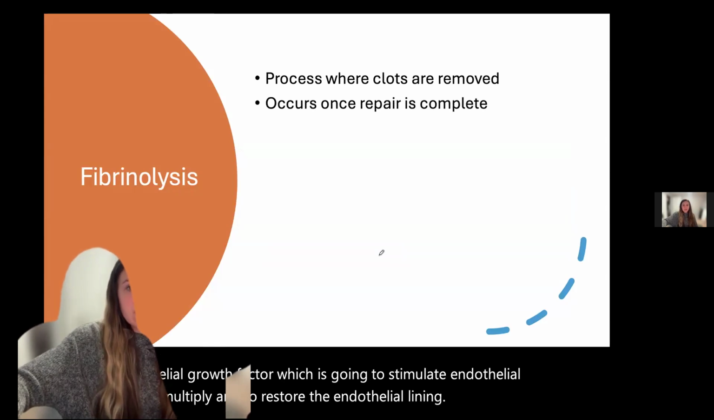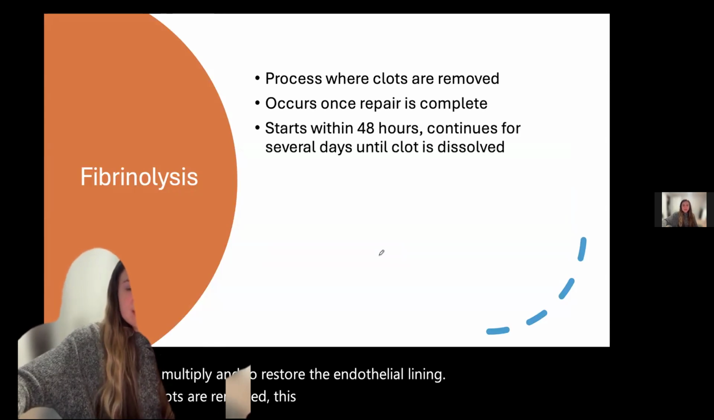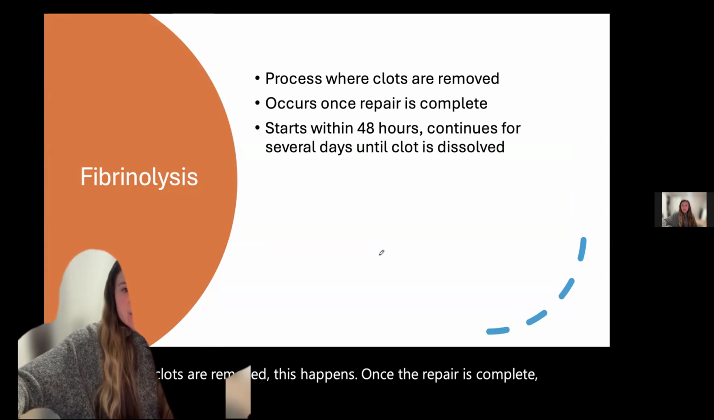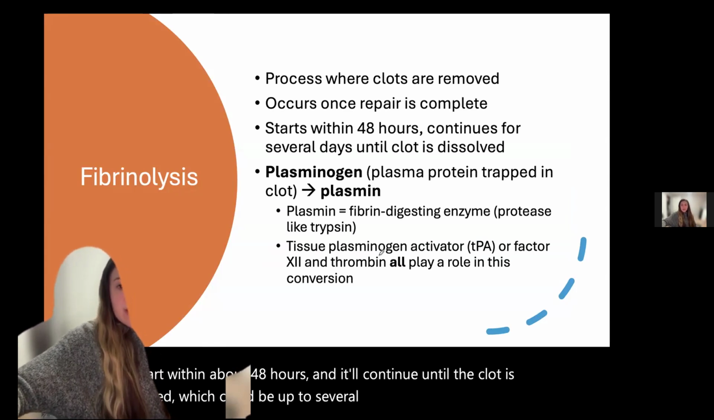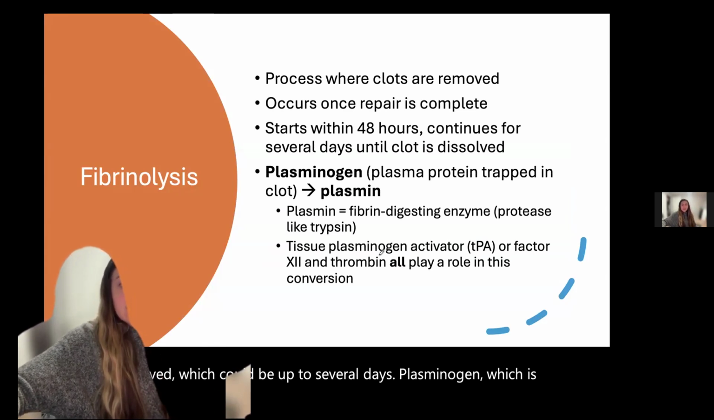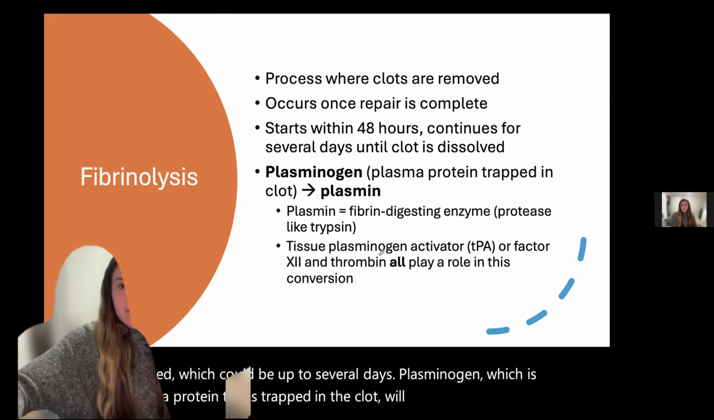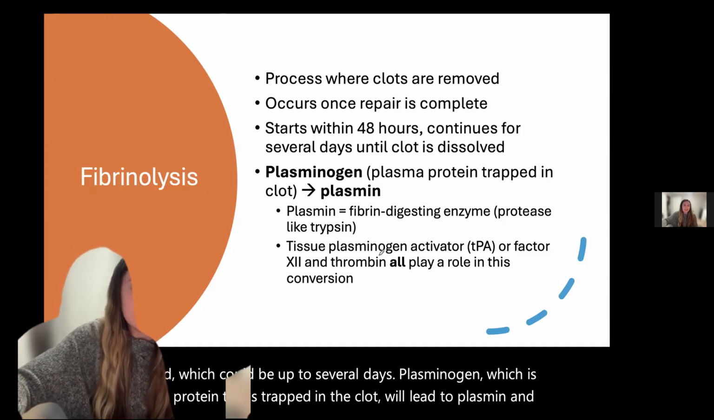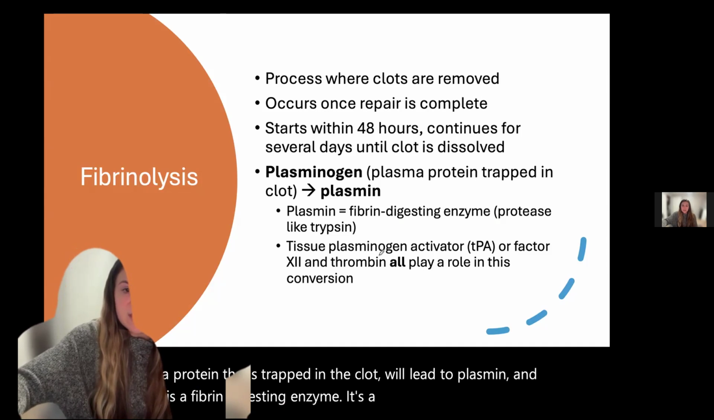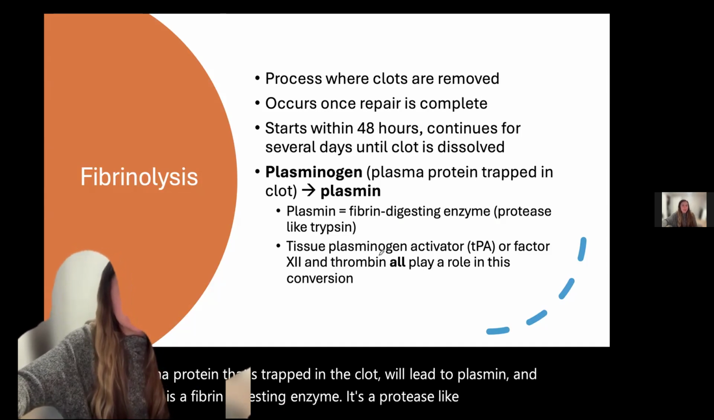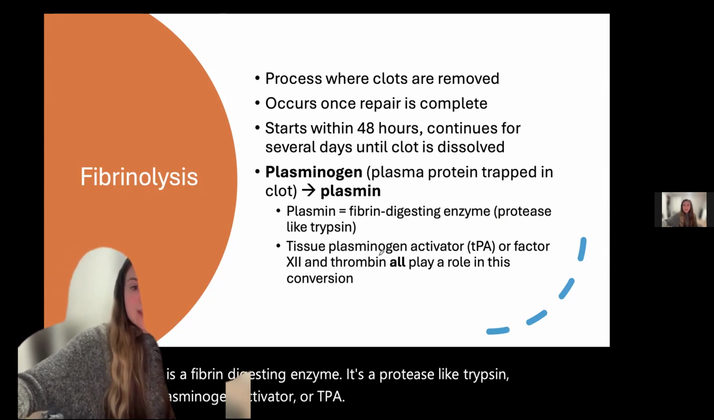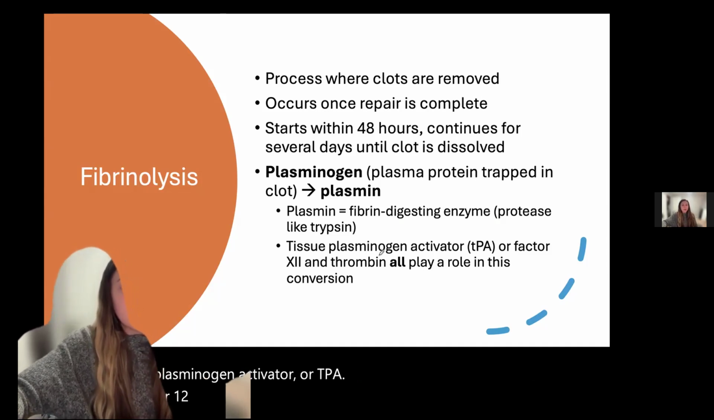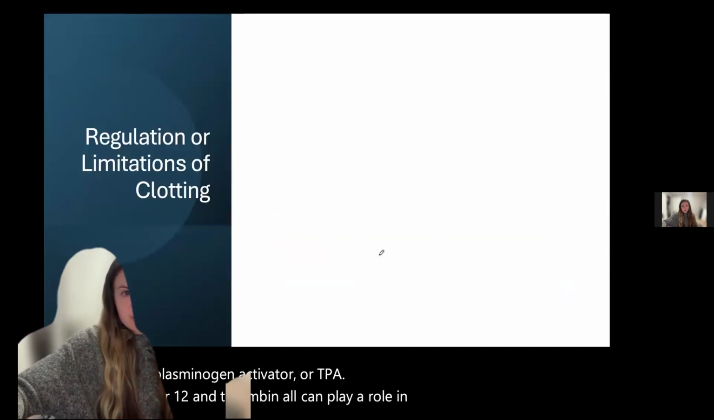When clots are removed, this happens once the repair is complete. It'll start within about 48 hours and it'll continue until the clot is dissolved, which could be up to several days. Plasminogen, which is a plasma protein that's trapped in the clot, will lead to plasmin. And plasmin is a fibrin digesting enzyme. It's a protease like trypsin. Tissue plasminogen activator, or TPA, or factor 12 and thrombin all can play a role in converting plasminogen to plasmin.